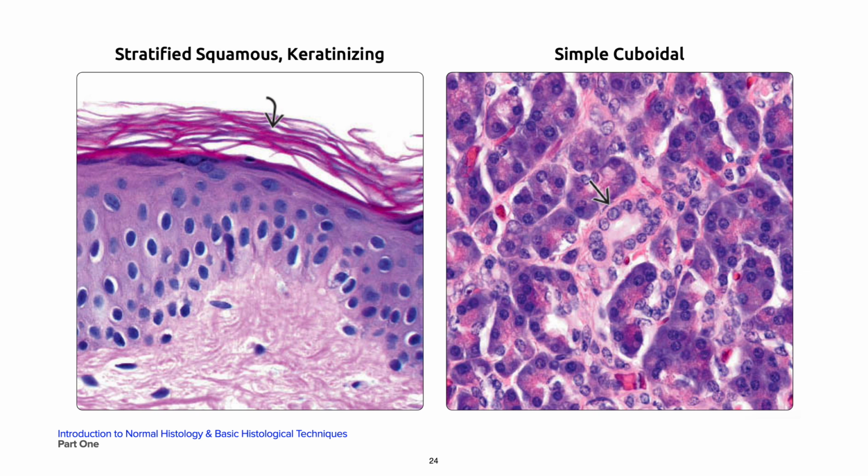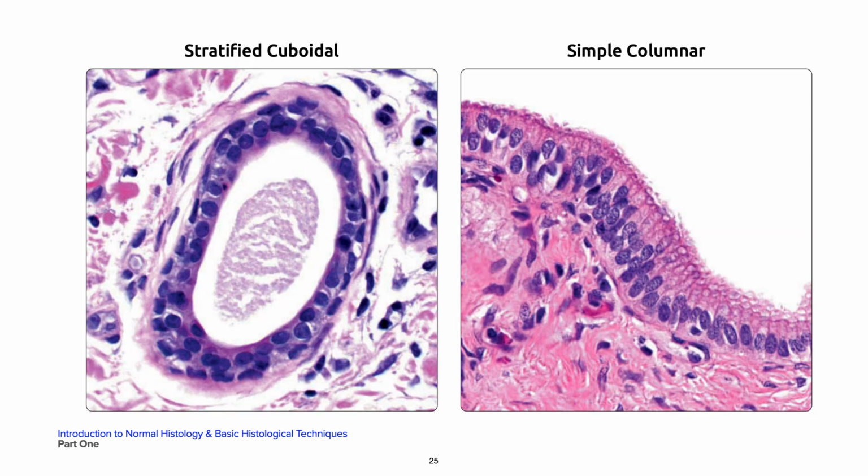Examples of some cuboidal epithelium include the linings of the ducts, the external surface of the ovary, and some of the renal tubules. Next image is a sweat gland duct. On your left, this sweat gland duct is lined by multiple layers of cuboidal epithelium. Stratified cuboidal epithelium is rare.